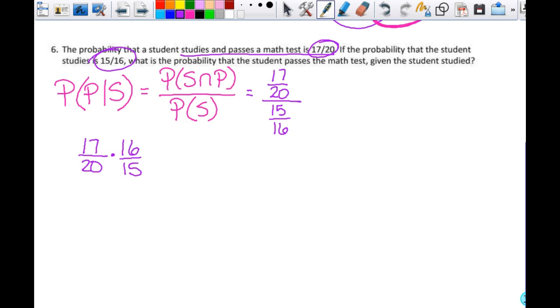Can you reduce vertically? Here. No. Here? No. Can I reduce this way? No. Can I reduce this way? Yes. So these are both divisible by 4. 4 goes into 20 5 times, goes into 16 4 times. Now, can I reduce any more anywhere else? No. Now that it's reduced all the way, I'm going to multiply.